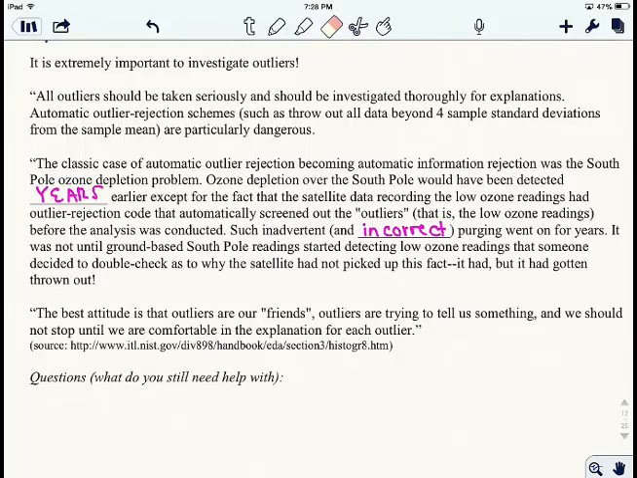And we want to say this: the best attitude is that outliers are our friends. Outliers are trying to tell us something, and we should not stop until we are comfortable in the explanation for each outlier. And yes, sometimes outliers are errors, but not always.